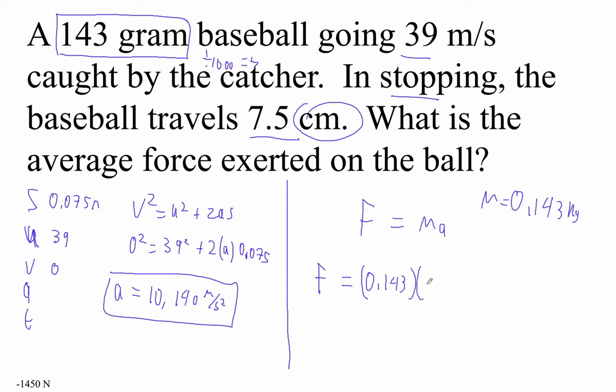Times, so this is not that big, but this is a whopping force, right? Oh yeah, that's negative. Look at that, because it slows down. I miscalculated that. Minus 10,140. Okay, so times, and I get that the force is negative 1450 newtons. It's 1450.02 is what it is, which is crazy. All right.